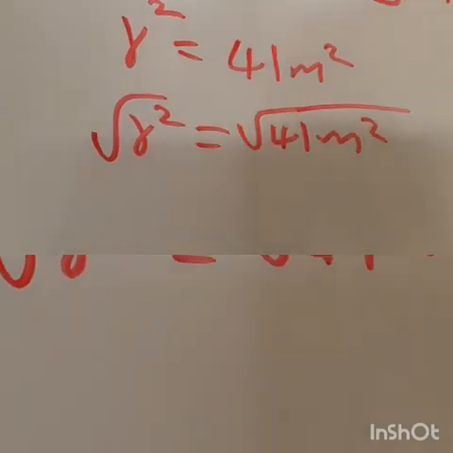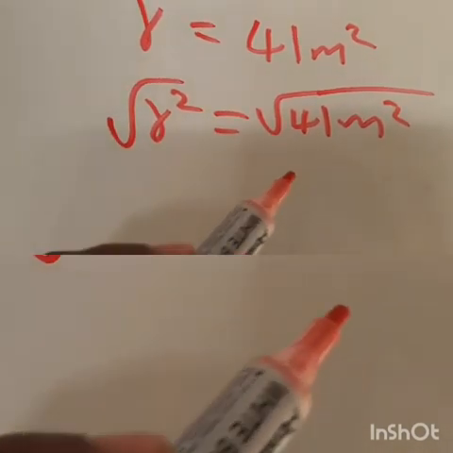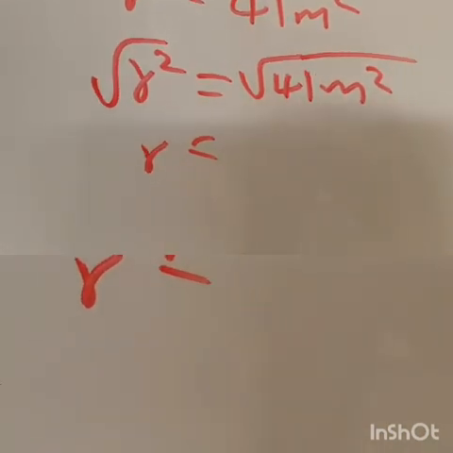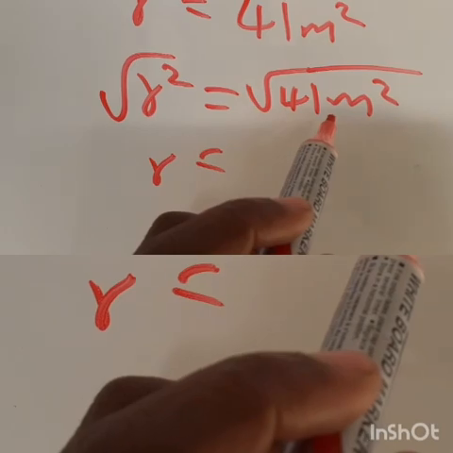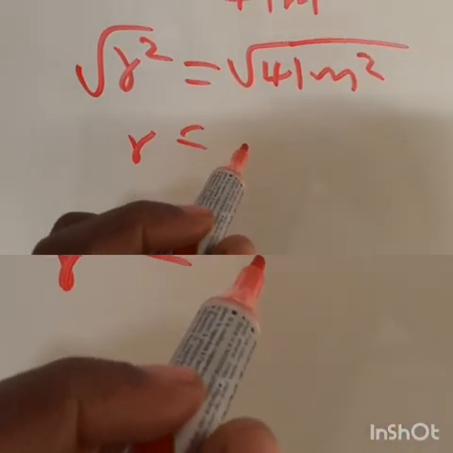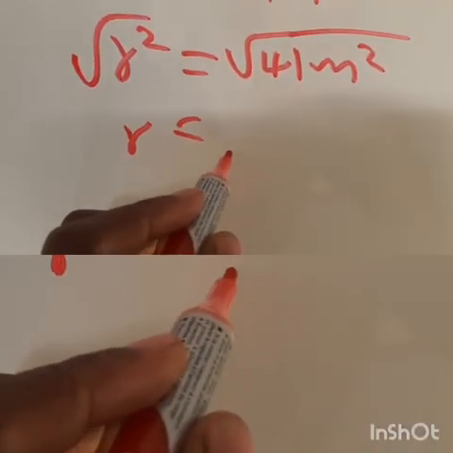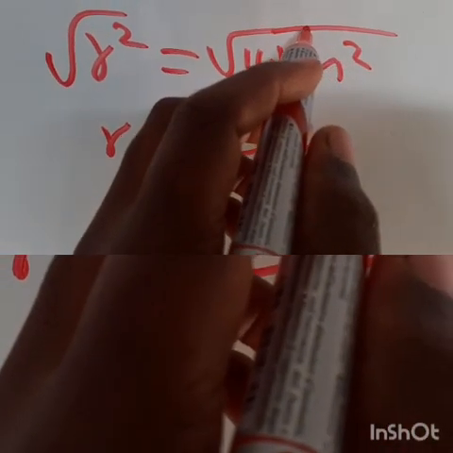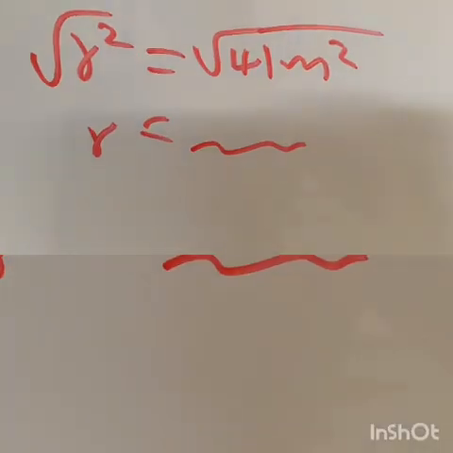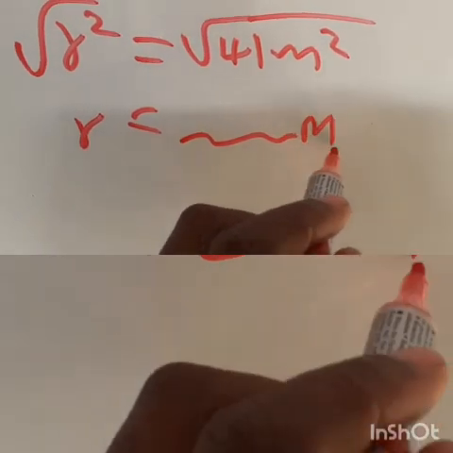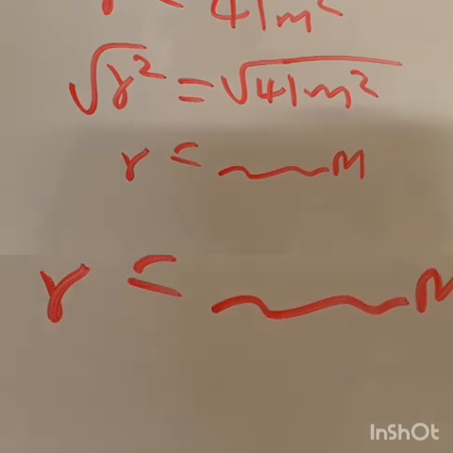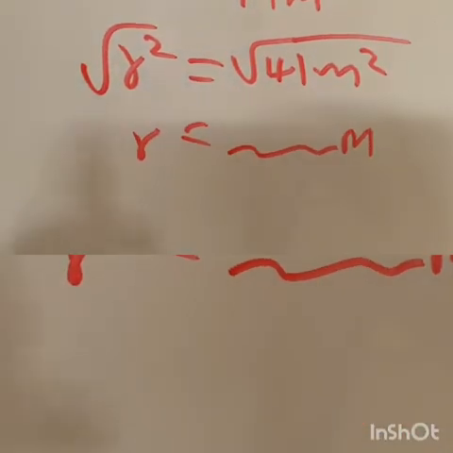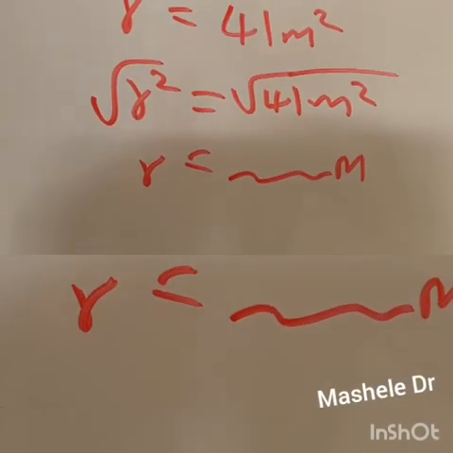Therefore, if I put my square roots there, this square root cancels the square and I'm left with r. On this side I have the square root of 41 m squared. You'd have to calculate the square root of that, and remember the square root cancels the square, so my unit will remain in meters. So you calculate this and get the answer, but your unit must be in meters.